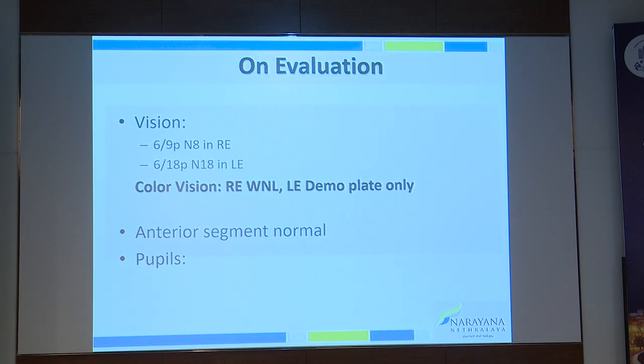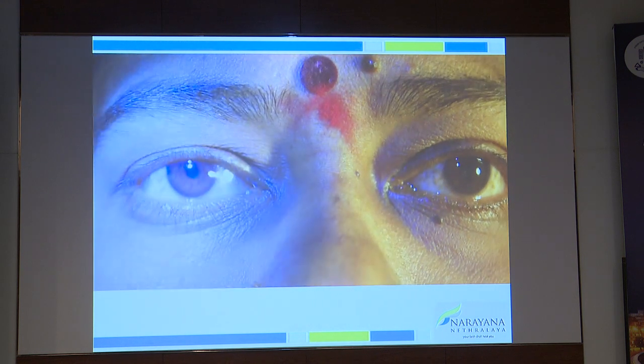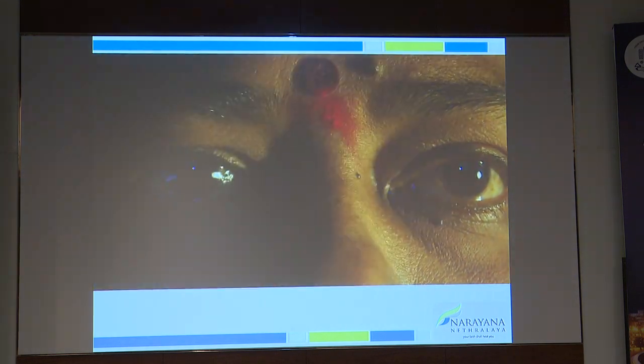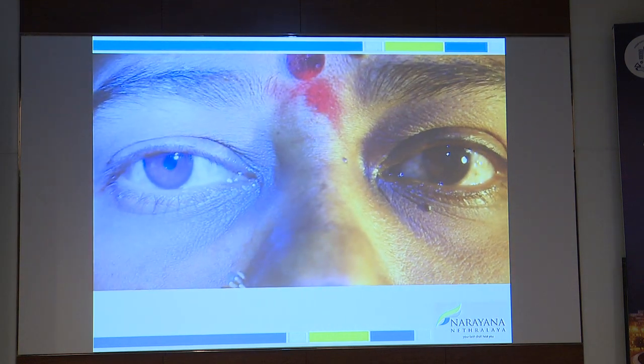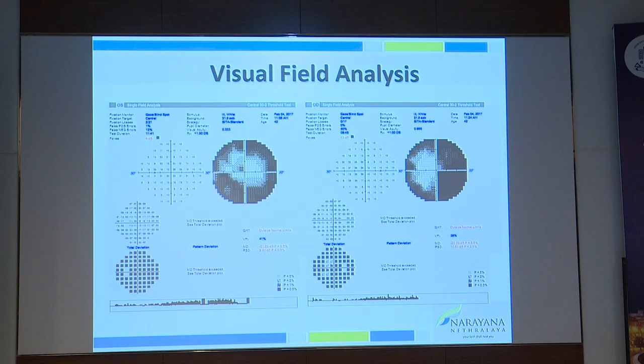Then she was referred to us, and on evaluation vision was 6/9 and N8 in the right eye, 6/18 and N18 in the left eye. Her color vision was defective in the left eye, and on pupil evaluation, when you shine this light torch from one eye to the other, you can see that there is RAPD in the left eye. Fundus evaluation was relatively normal except for a chorioretinal atrophic patch of 1 disc diameter in the right eye superior to the disc. Visual field analysis revealed grossly depressed fields in both eyes.